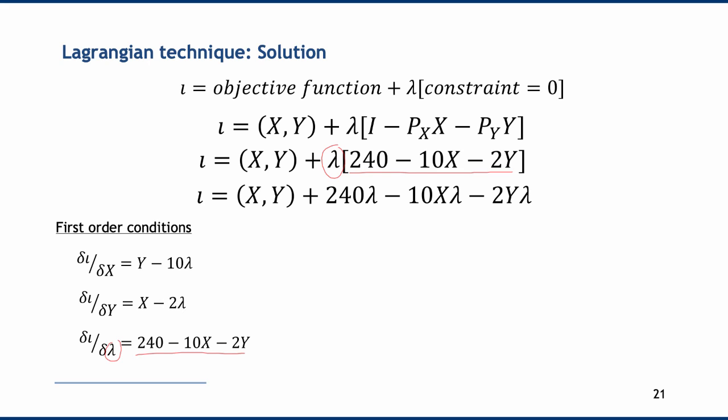If y minus 10 lambda is equal to 0, then y must be equal to 10 lambda. If x minus 2 lambda is equal to 0, then we can solve to find x equals 2 lambda. And then we can plug those values of y and x into our third equation. We can find that 240 minus 10 times 2 lambda minus 2 times 10 lambda equals 0, which gives us a value of 6 for lambda.